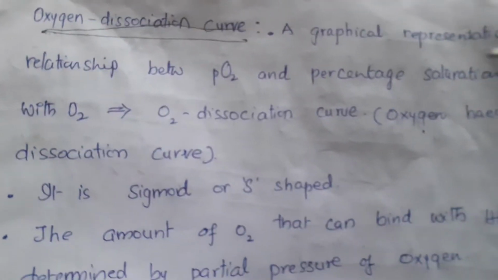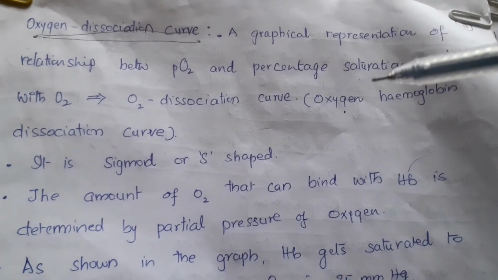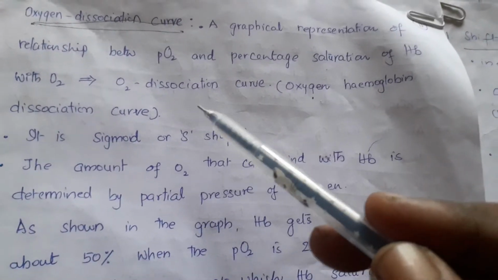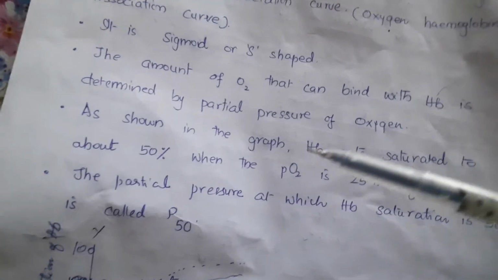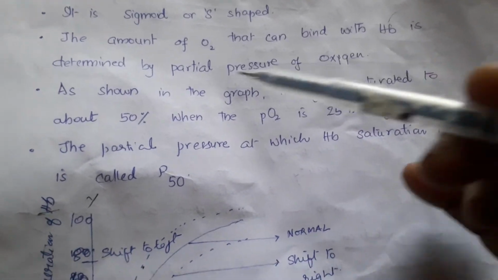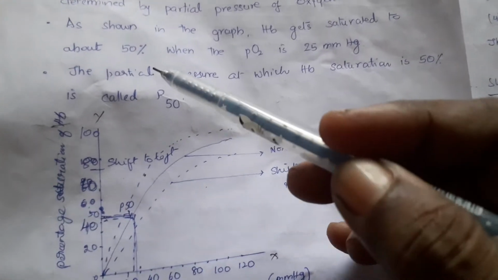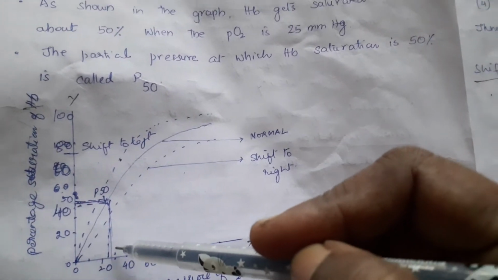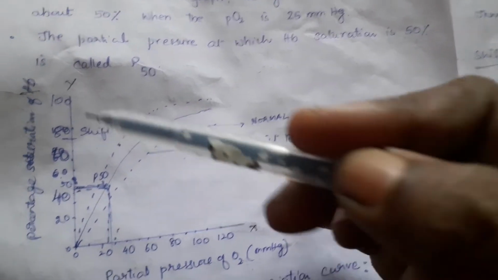Coming to the oxygen dissociation curve, a graphical representation of the relationship between PO2 and percentage of saturation of hemoglobin with oxygen is called the oxygen dissociation curve or oxyhemoglobin dissociation curve. It is sigmoid in shape. The amount of O2 that can bind with Hb is determined by the partial pressure of oxygen. As shown in the graph, Hb gets saturated at about 50% when the PO2 is 25 mmHg. The partial pressure at which hemoglobin saturation is 50% is called P50.